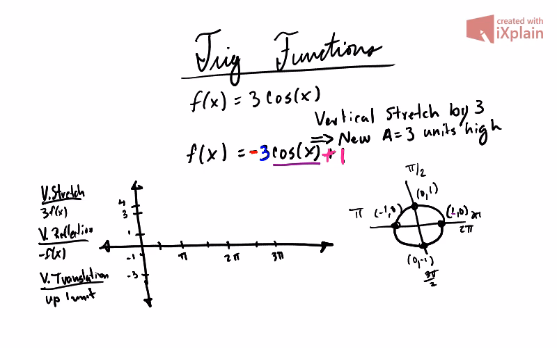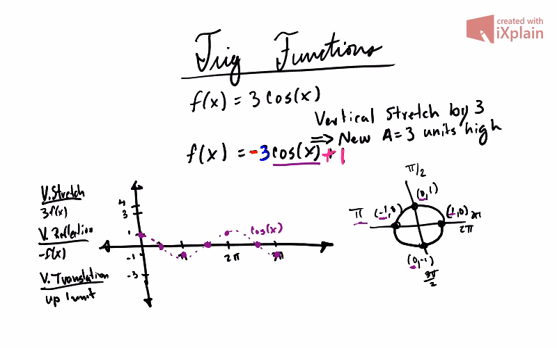Cosine at 0 has a value of 1. Cosine at pi halves, or 90 degrees, is 0. Cosine at pi, negative 1. Cosine at 270 degrees, or 3 pi halves, is 0 again. Cosine at 2 pi, 1 again. Cosine at 5 pi halves, 0 again. Cosine at 3 pi, which is the same thing as pi, is a value of negative 1. So this is what cosine x looks like between 0 and 3 pi. Now, this is just cosine x.